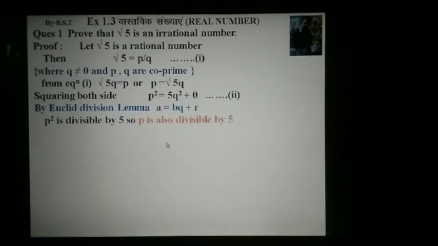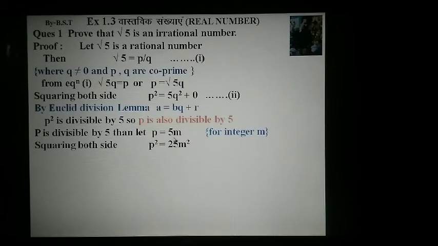And let us suppose this p is divisible by 5, then we can write in another form p equal to 5m for any integer m. Then again squaring both sides, p square equal to 25m square. Then put the value of p square from equation 2, that is 5q square. Then 5q square is equal to 25m square. When we cut 5 from 25, that will be 5. q square equal to 5m square.